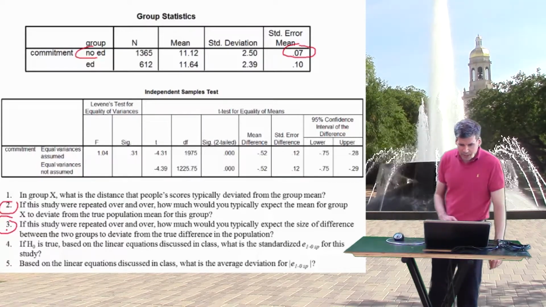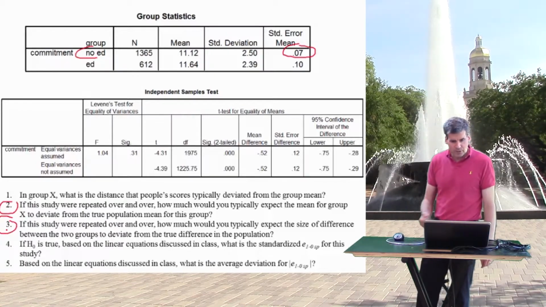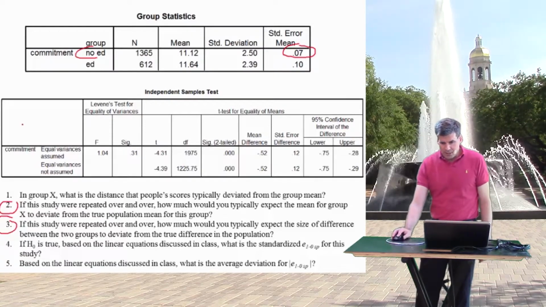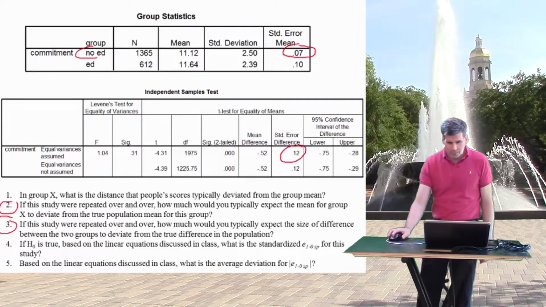Question three, if the study were repeated over and over, how much would you typically expect the size of difference between the two groups to deviate from the true difference in the population? That's asking about the standard error of difference score. In this case, 0.12, right there.